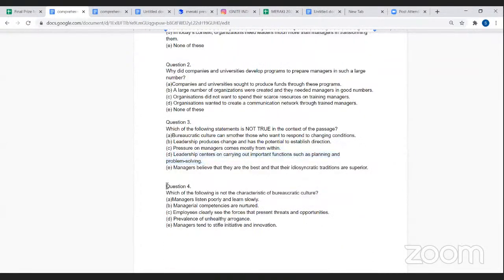Question 4, which of the following is not the characteristic of bureaucratic culture? C. Employees clearly see the forces that present threats and opportunities.